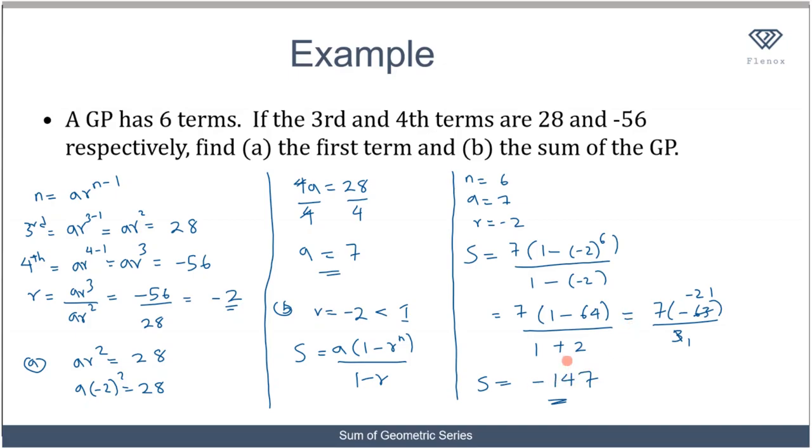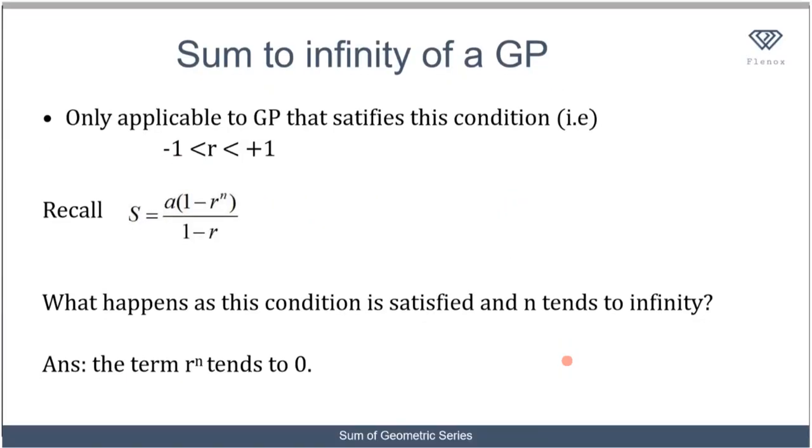Now let's move on to the concept of sum to infinity. Remember when we talked about types of series and infinite series, I mentioned that this is a series that extends from the first term to infinity; they have no end. So now how do we calculate the sum of a GP to infinity? This formula is only applicable to cases in which the common ratio lies between minus 1 and plus 1.